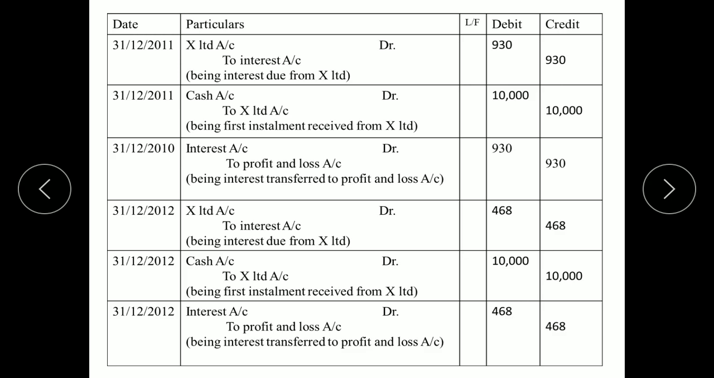So again, at the end of second year, interest becomes due. So journal entry is X Limited account debit to interest account with the amount of interest in the second year. Then when the installment is paid, cash account debit to X Limited account with the amount of installment. Next, when the interest is transferred to profit and loss account, interest account debit to profit and loss account. Interest of second year 930. Similarly, we'll make the entries in the third year also.